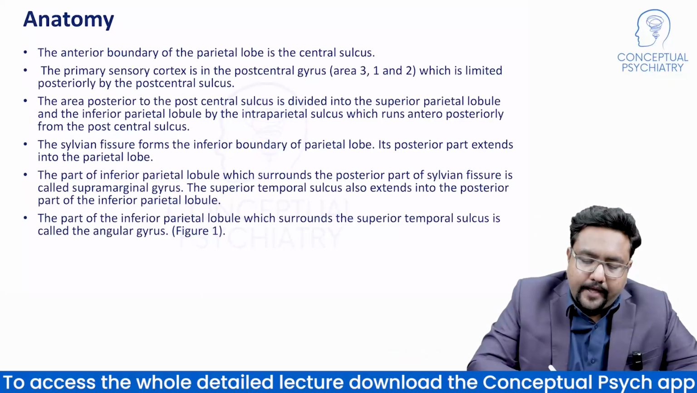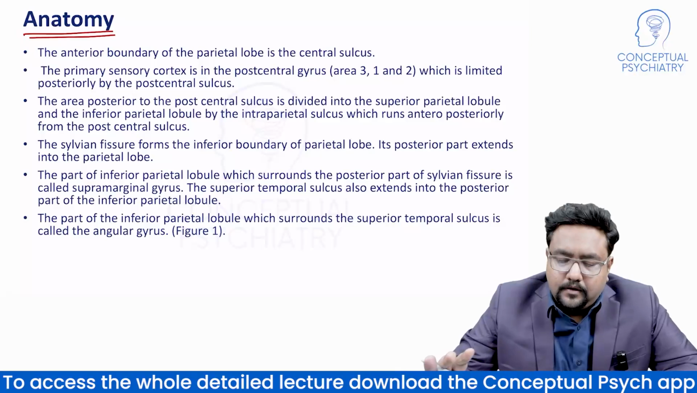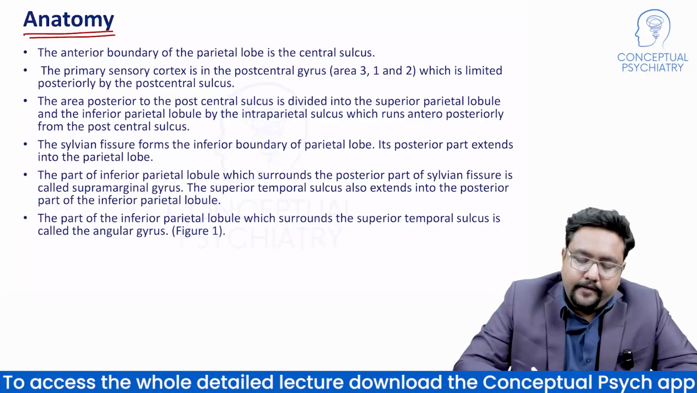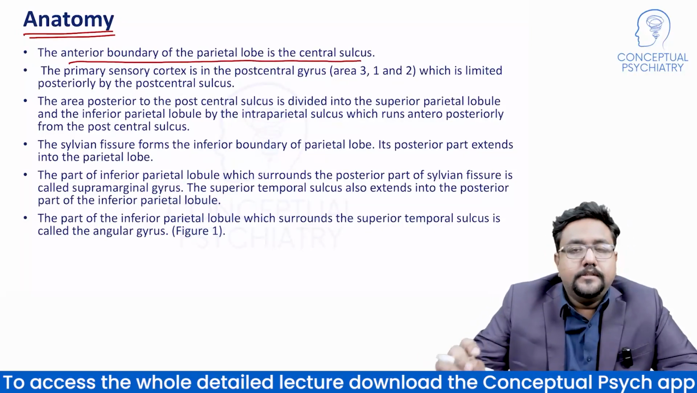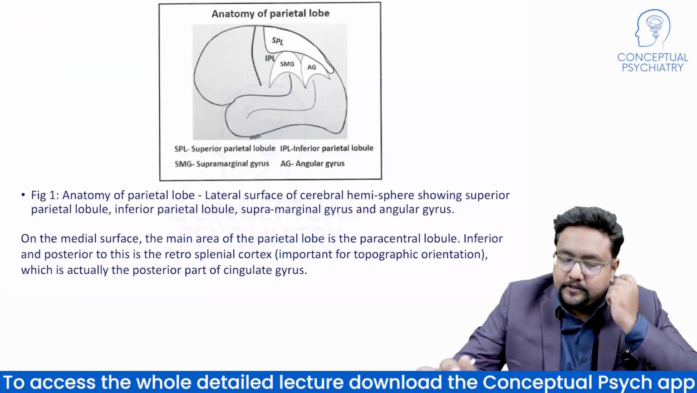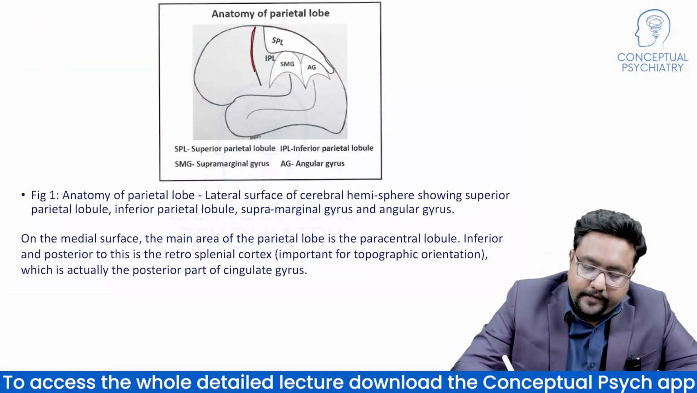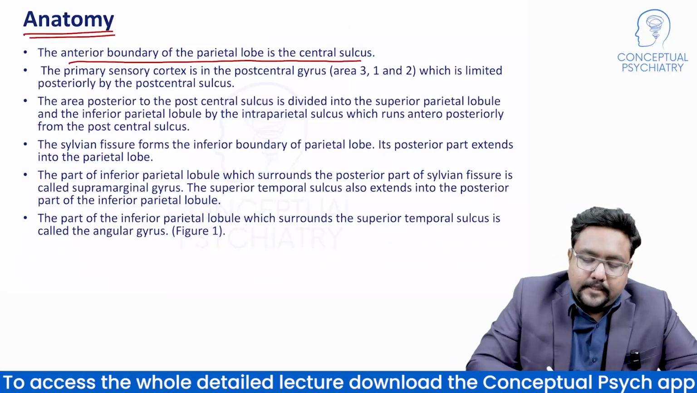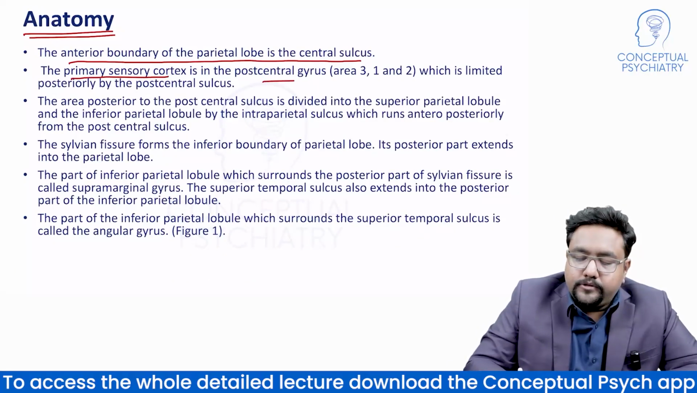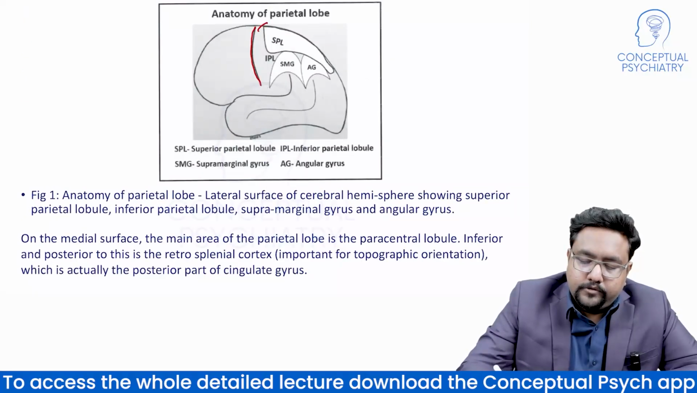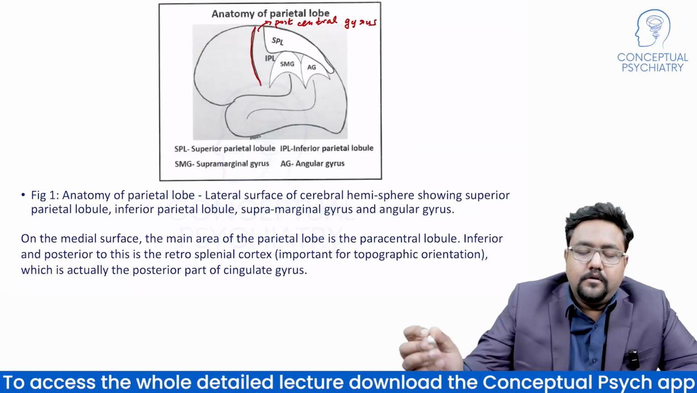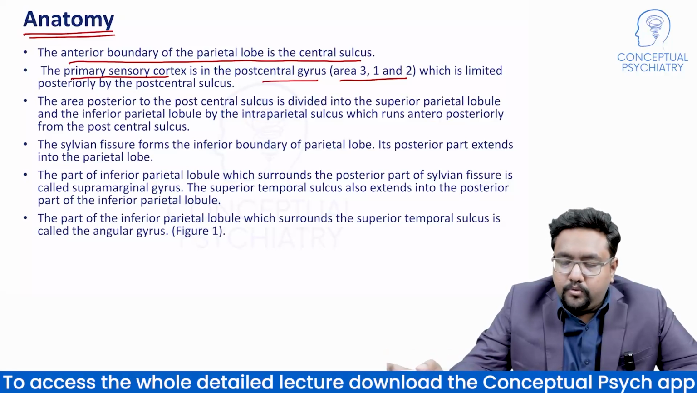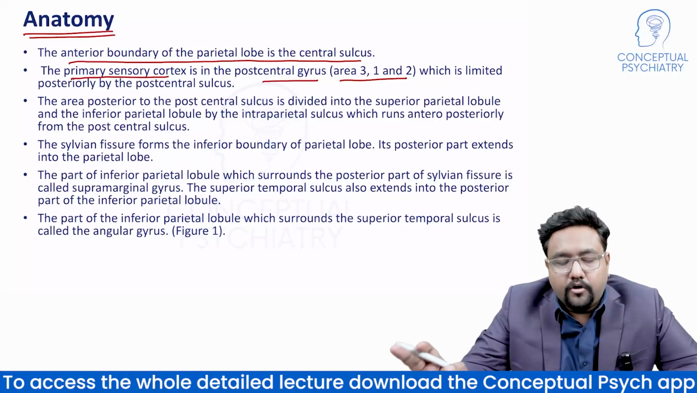Coming to a little bit of the anatomy part, I will keep it very simple. The anterior boundary of the parietal lobe is the central sulcus. I will refer to this picture. The primary sensory cortex is the postcentral gyrus, and we have Brodmann's areas 3, 1, 2 over there, which is the primary sensory cortex.